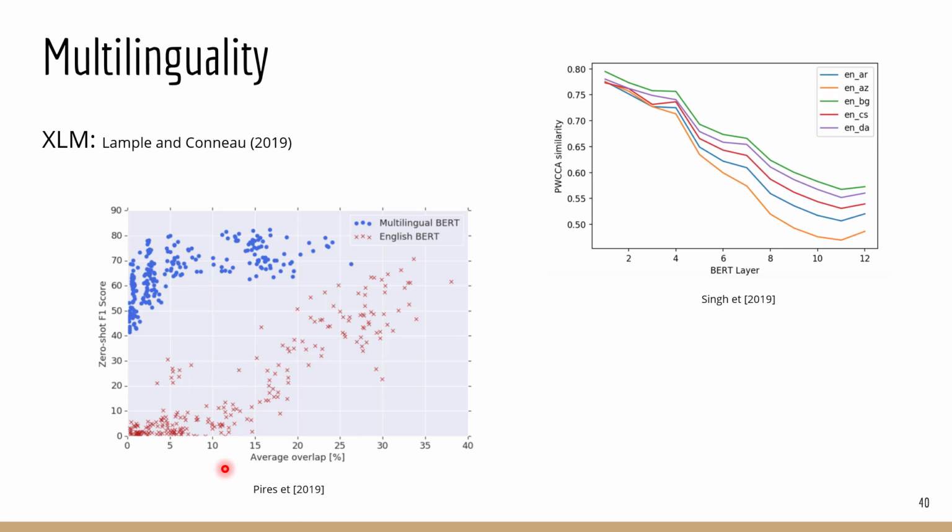So here we have the average overlap, and here we have the performance. In the English BERT, it is highly correlated, but for the multilingual BERT, there is a small correlation. This shows that multilingual representations learn something much deeper than simple vocabulary memorization.